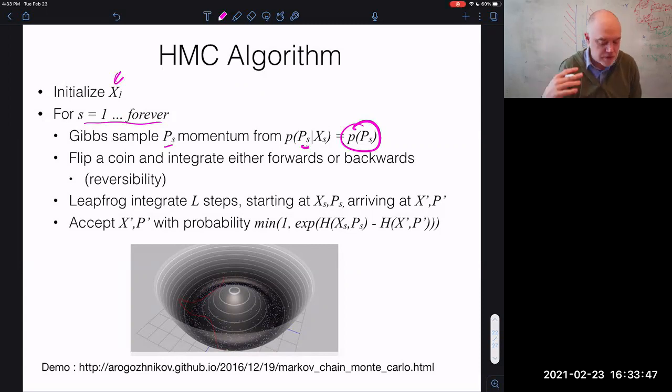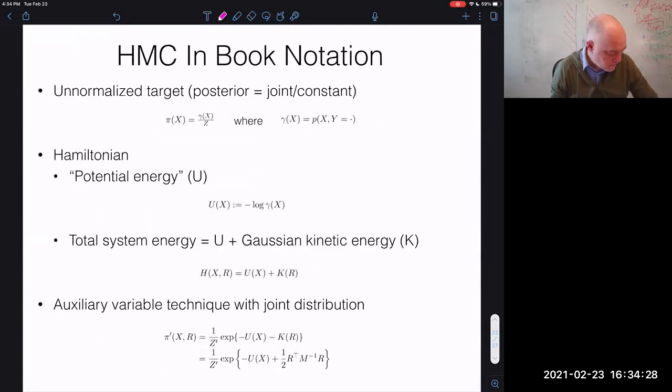Then you flip a coin and integrate either forwards or backwards. This guarantees reversibility of the chain, which is part of what you need to have a valid Markov chain Monte Carlo algorithm. You leapfrog integrate L steps, starting at X, P, which is to say the position of the last sample and whatever momentum you just sampled, and you arrive at some new deterministically determined position X prime, P prime, and then you accept X prime, P prime with some probability associated to the Hamiltonian evaluated at the starting point and the end point of this deterministic evolution, right? Cool. And we'll take a little break here and then go back to the book notation and talk about how to actually implement this in a probabilistic programming system.